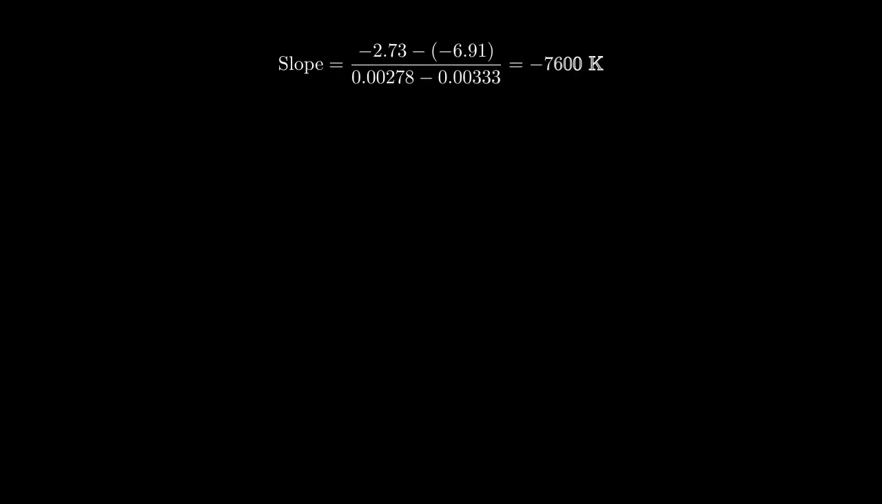Let's calculate the slope. Using 2 points, slope equals negative 2.73 minus negative 6.91, all divided by 0.00278 minus 0.00333, which gives us negative 7600 Kelvin. The activation energy equals negative slope times R. That's 7600 times 8.314 joules per mole Kelvin, giving us 63,200 joules per mole, or about 63 kilojoules per mole.